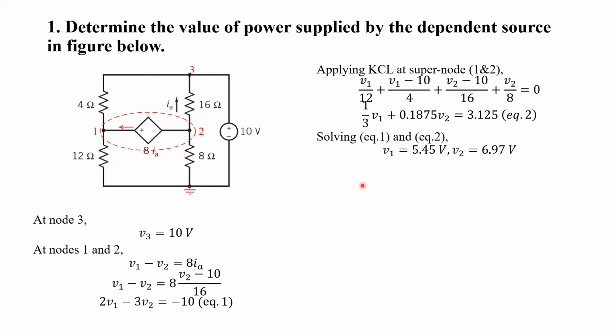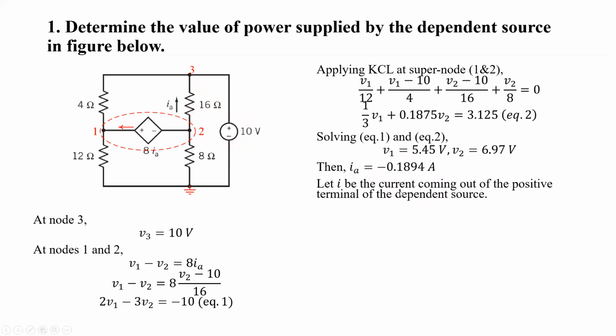Since we have the voltages V1 and V2, now we have to compute IA and the current coming out of the positive terminal of the dependent source. We can easily compute IA as V2 minus V3 divided by 16, where V3 is 10. Let's assume this current I is the current coming out of the positive terminal of the dependent source. Then we can determine this current by applying KCL at node 2.